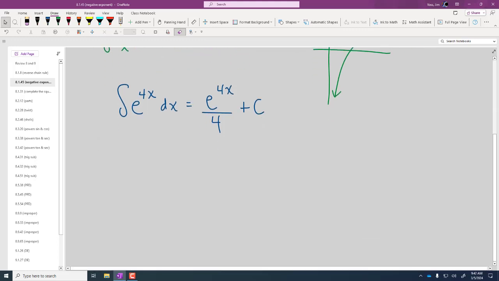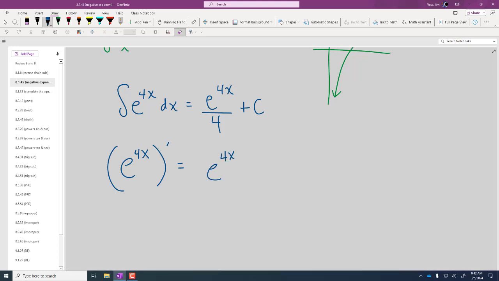Versus the derivative of this: when we take the derivative, the derivative of an exponential is itself multiplied by the derivative of the exponent. So that one is called the chain rule, and that one's called reverse chain rule.